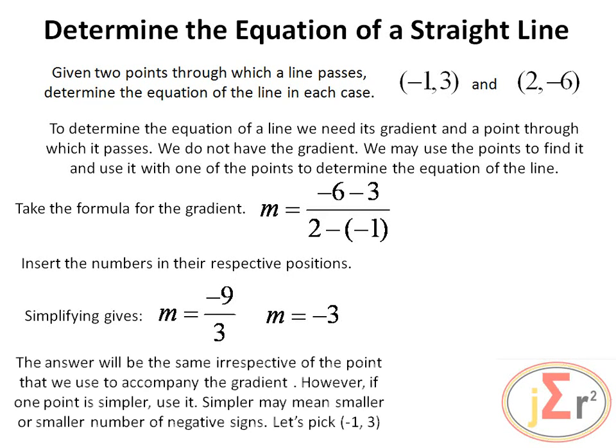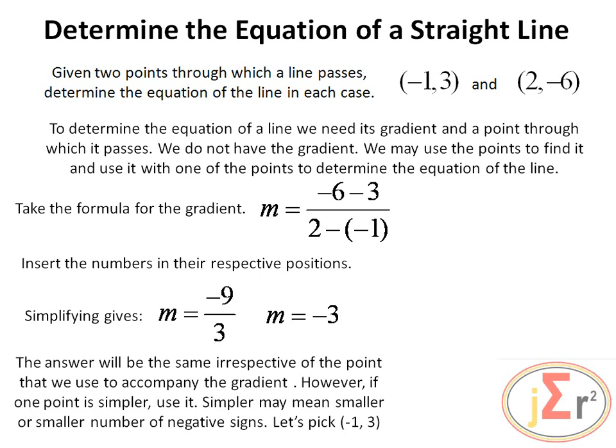The answer will be the same irrespective of the point that we use to accompany the gradient. However, if one point is simpler, use it. Simpler may mean smaller numbers or a smaller number of negative signs. So if we have fewer negative signs, we may use that. Or if the numerical values of the ordinates are smaller, we may use them also. So we're going to use a simpler one.